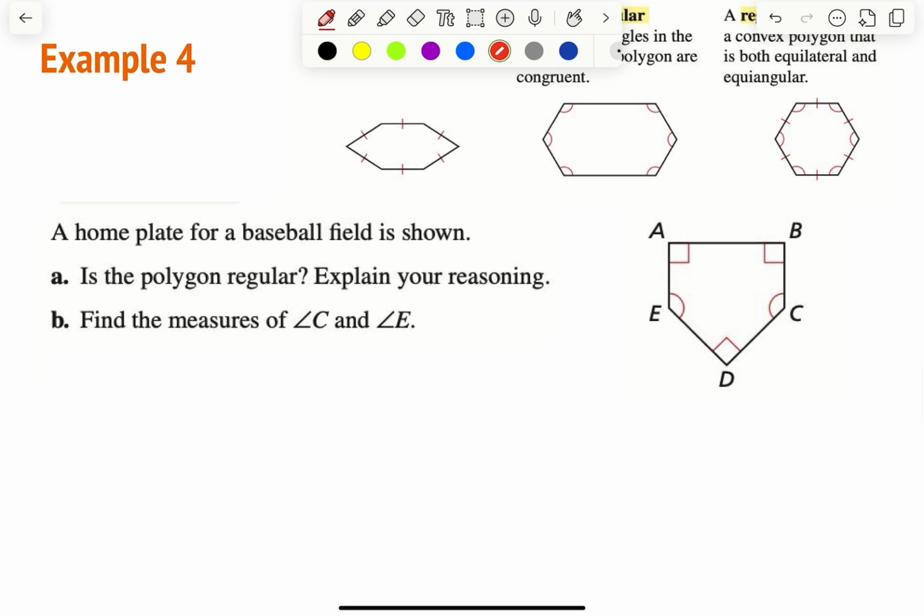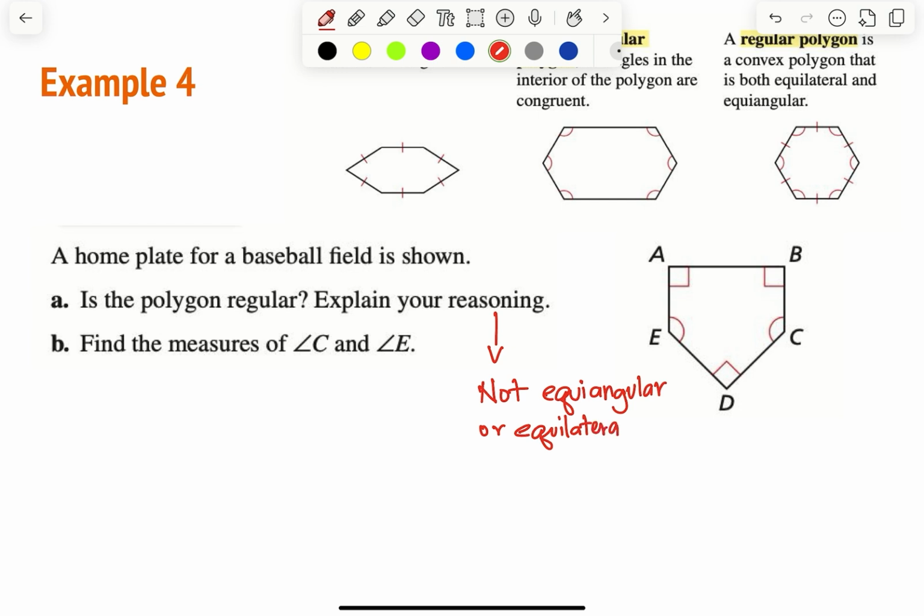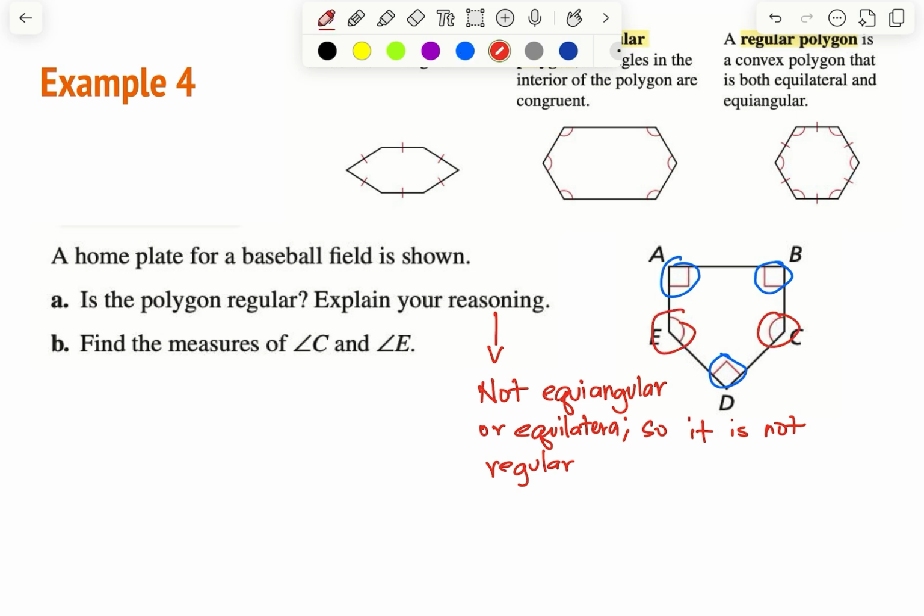A home plate for a baseball field is shown. Explain your reasoning. So in this one, the reasoning, this one is not equiangular or equilateral. So it is not regular. Because you may see in the given figure, we have three same sides, this one, and this one, but these two are different. So that is why this is not equiangular or equilateral. So it is not regular.